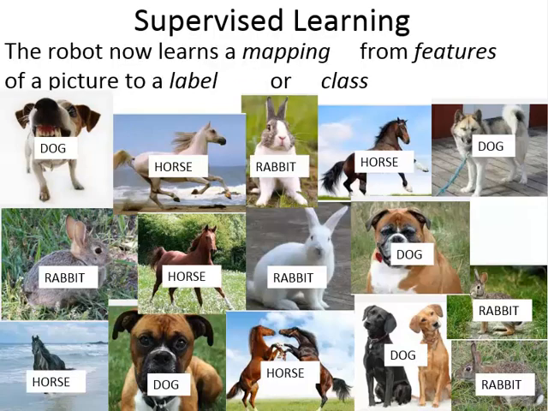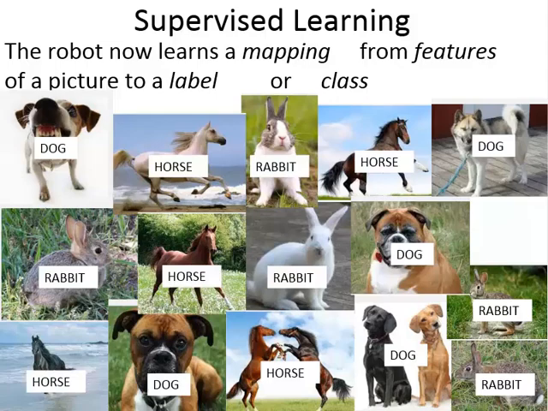The task of the learning algorithm is to learn a mapping from the features of a picture to a label or a class. Here, the term class refers to a group of labels. For example, this picture over here has the label dog. Dog is a class that applies to a set of different pictures. So in supervised learning, the robot or the learning algorithm gets both the picture and the labels that have been assigned by the supervisor.